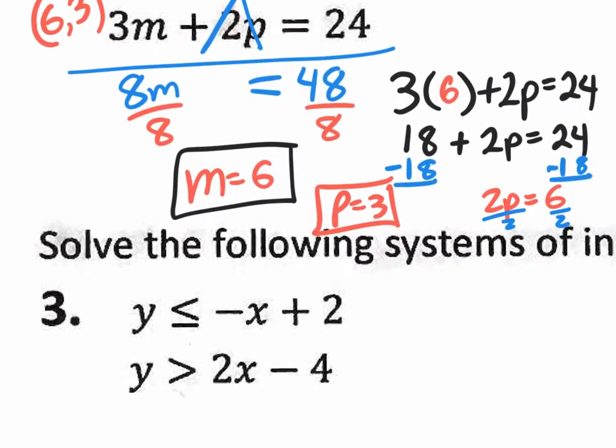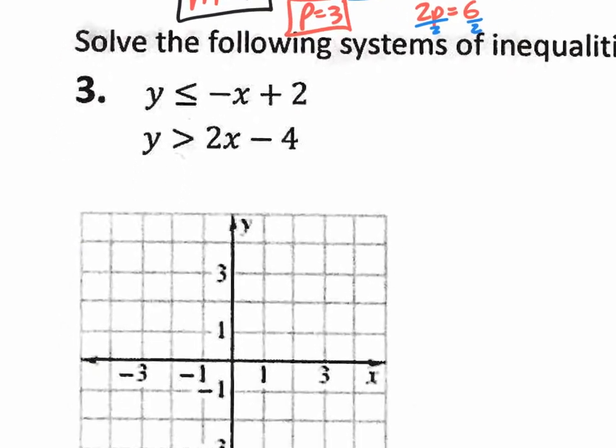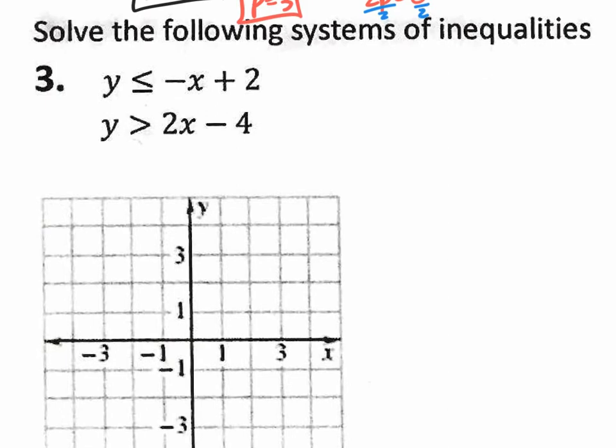Let's move on to systems of inequalities. Now, a system of inequalities, the only way to solve it is to graph it and also shade. That way you show where your overlap is. So let's take a look at the first one, and I'm going to use different colored pens here. This first one, I'm going to graph it in red.